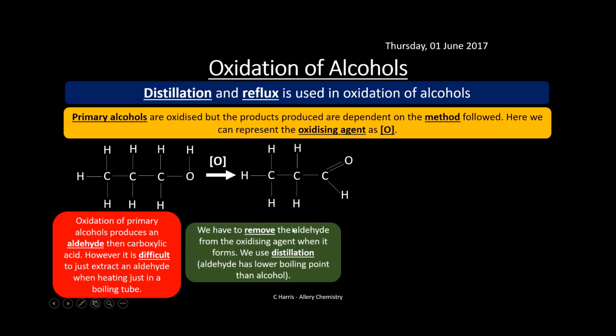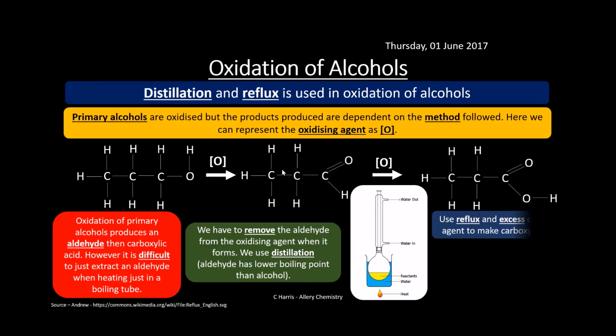And basically, the specialist equipment is distillation. So we're basically going to remove the aldehyde as soon as it's formed through the oxidation process via distillation. The aldehyde has a lower boiling point than the alcohol, so it will evaporate first. So as long as you boil it at the boiling point of the ethanol, or in this case it's propanol, then we should be able to get your aldehyde.